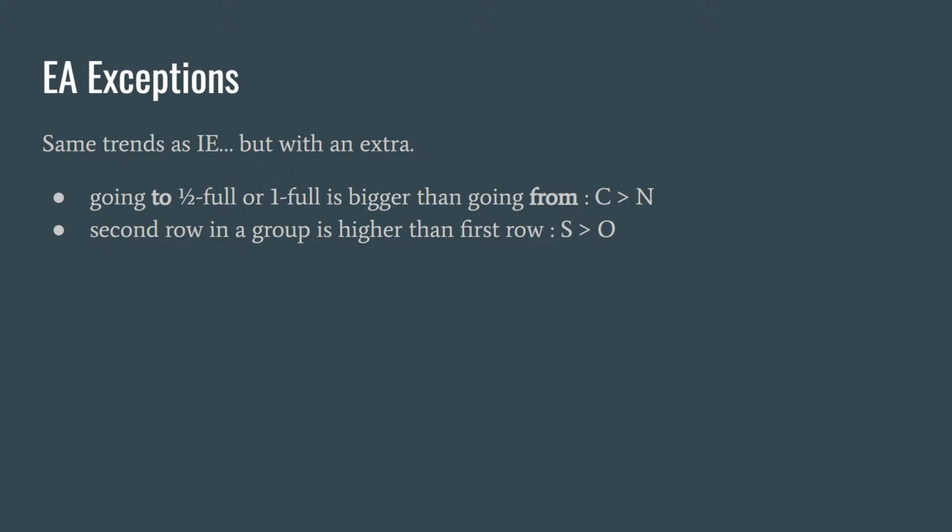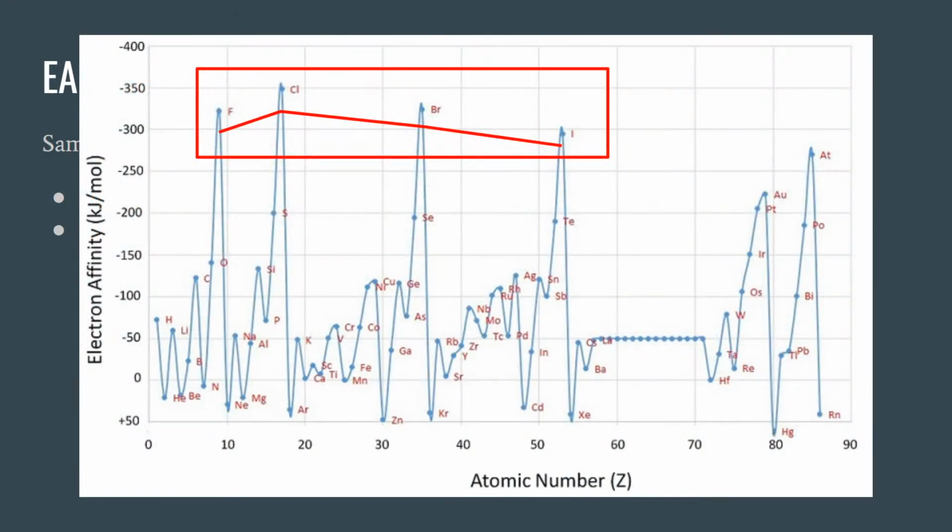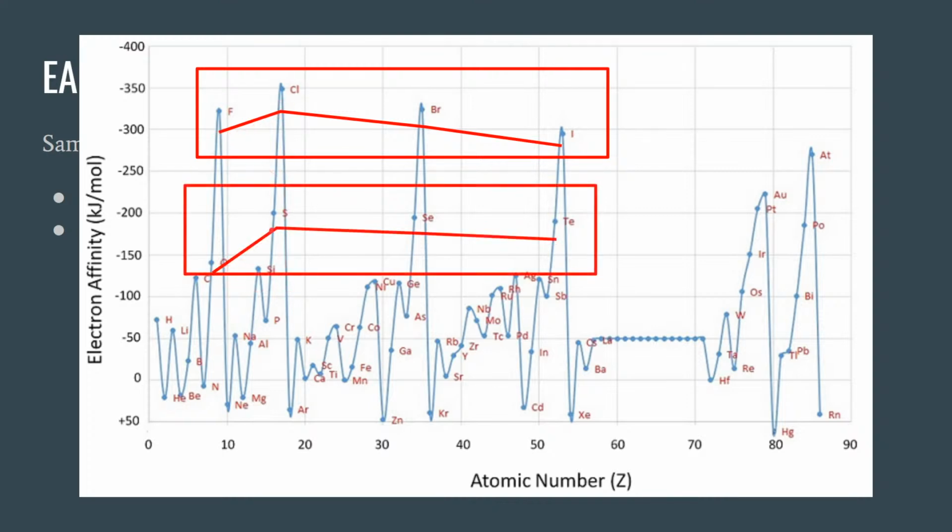But we see another trend, namely that the second row of a group has a higher electron affinity than the first row in a group. And that goes against what you would expect. Going down the periodic table, the atoms are getting bigger, so you expect the electron affinities to be lower. But as you can see here, that's not what's happening. Fluorine has a lower electron affinity than chlorine. Oxygen has a lower electron affinity than sulfur. This violates our expectations. We have to come up with some sort of explanation for that.